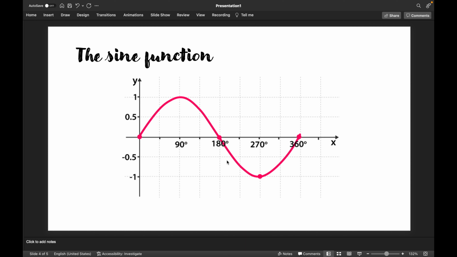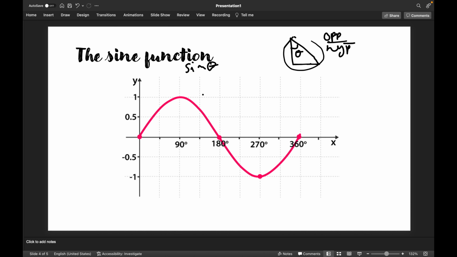And now let's move on to the sine function. We've already learned about the sine ratio, which is basically if there's a triangle and this is theta, sine theta would be opposite by hypotenuse. So that's what sine theta is. So if we graph sine theta, this is what we get.